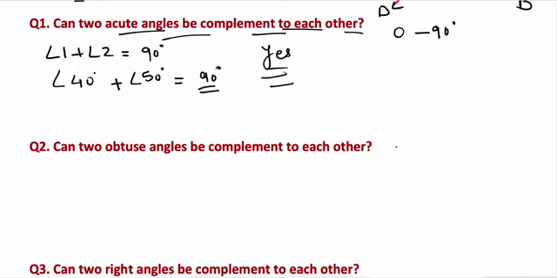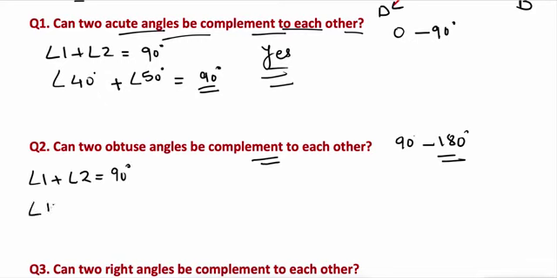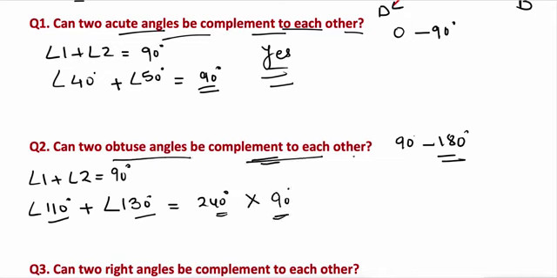The obtuse angle is an angle which is between 90 degree to 180 degree. And for complementary angle, angle 1 plus angle 2 should be equal to 90 degree. So if I take one obtuse angle, suppose 110 degree, which is greater than 90 degree but less than 180 degree, and another angle 130 degree, both 110 and 130 are obtuse angles. If I make their sum, it is equal to 240 degree, which is not equal to 90 degrees. So hence two obtuse angles cannot be complement to each other. So the answer is no.